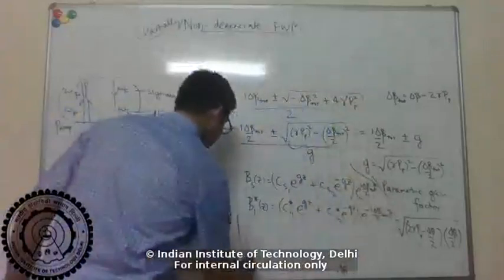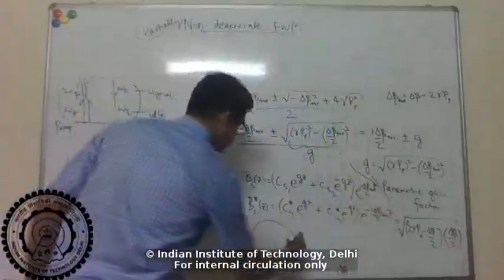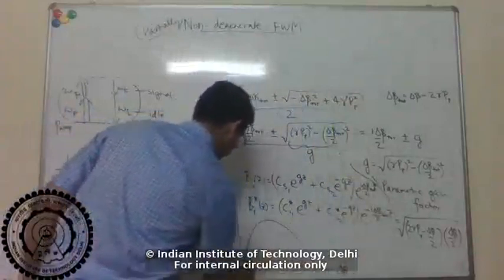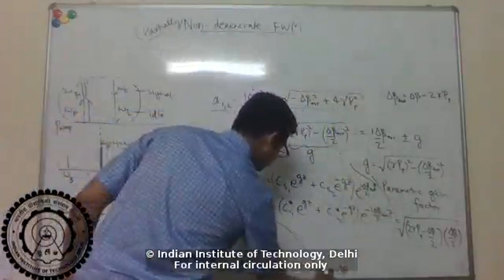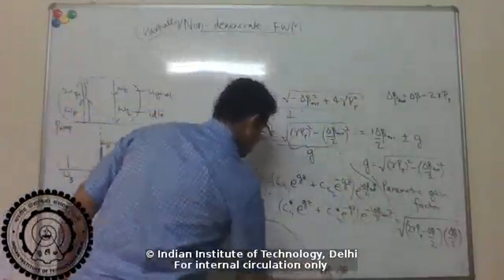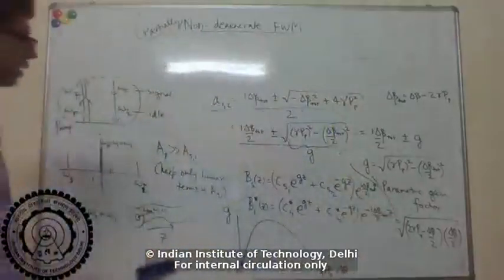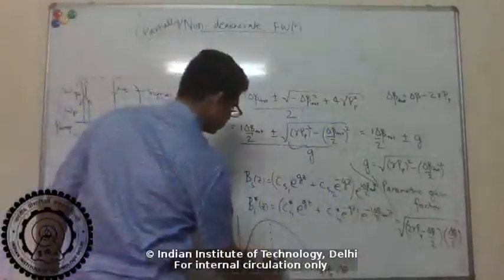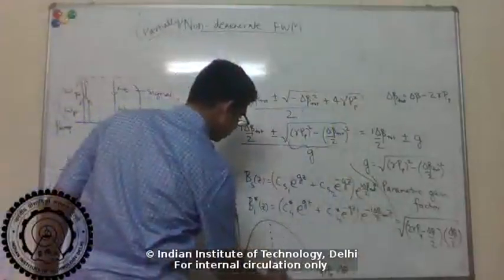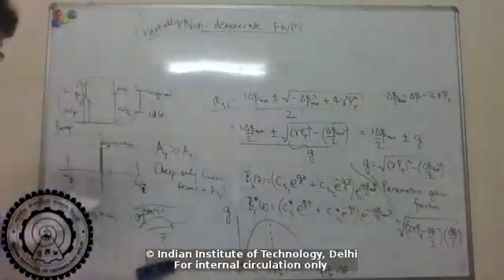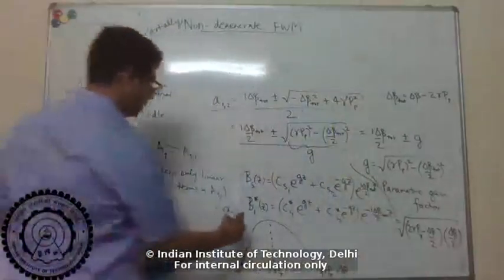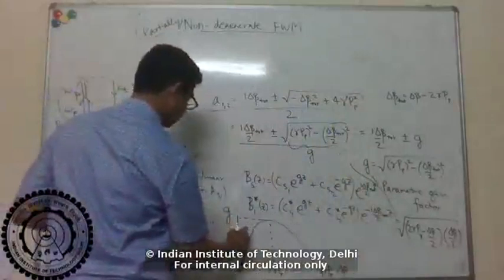Right? So we get some feature like this. So it is 0 at 0 and 4 gamma p. Right? And it peaks at delta beta equal to 2 gamma p. And the peak value is also gamma p.